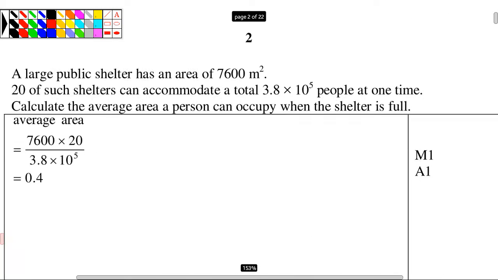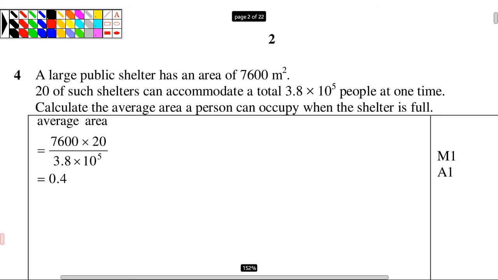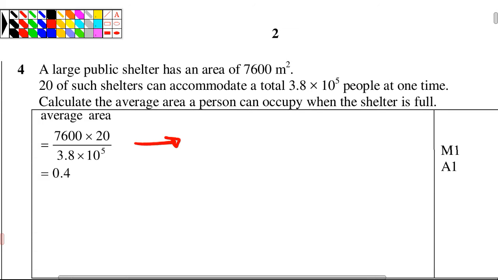Question 4. So why times 20? Because there are 20 of such shelters. So 1 mark for the working. This is 1 mark. The answer is 1 mark. Did you get this correct? Why wrong? You did the opposite.